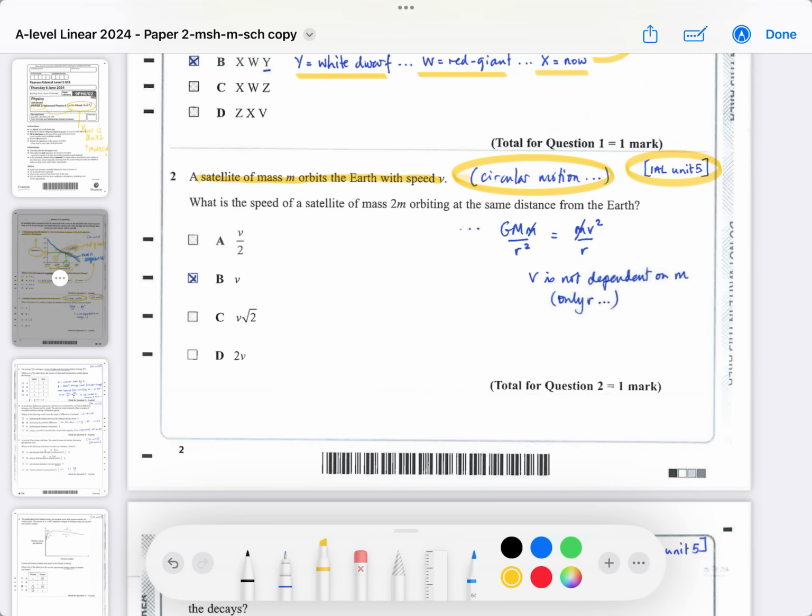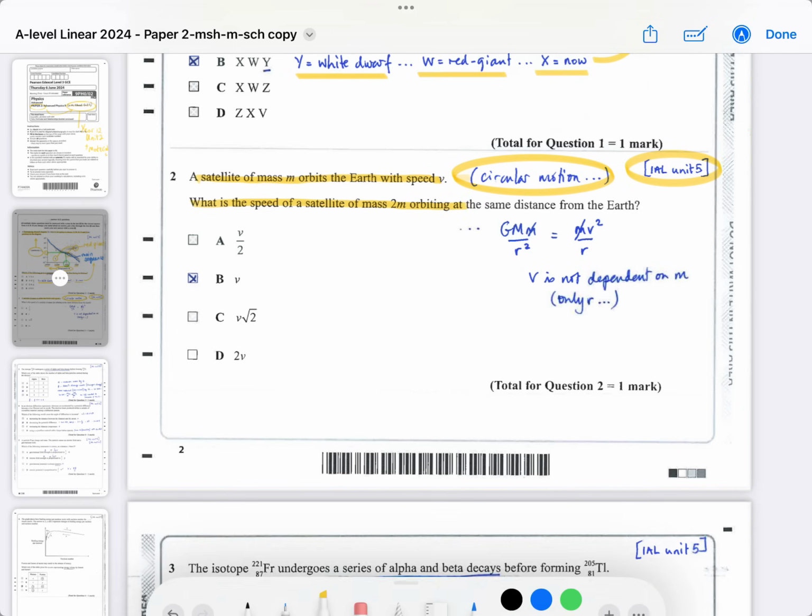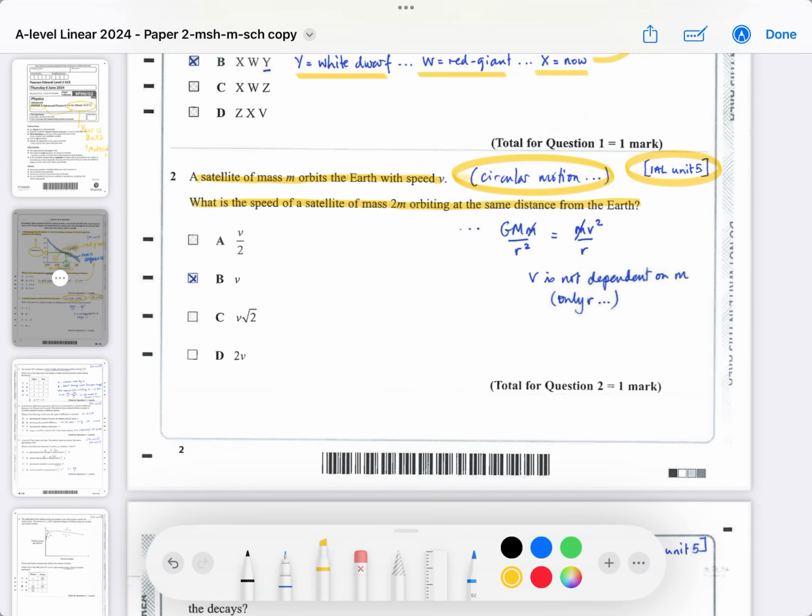You've got to work out what is the speed of a satellite of mass 2m orbiting at the same distance from the Earth as the satellite of mass m. So they're comparing a satellite of mass m with a satellite of mass 2m. If the first one has a speed v, what will be the speed of the one which is 2m?